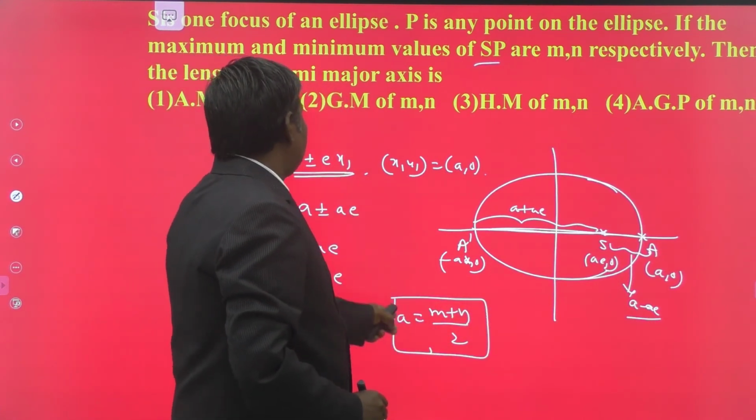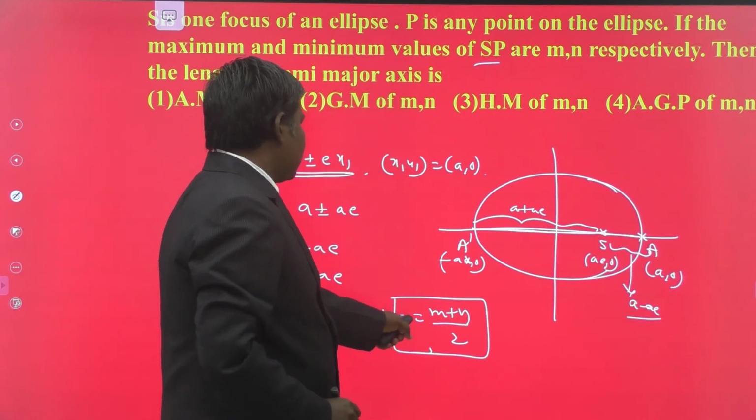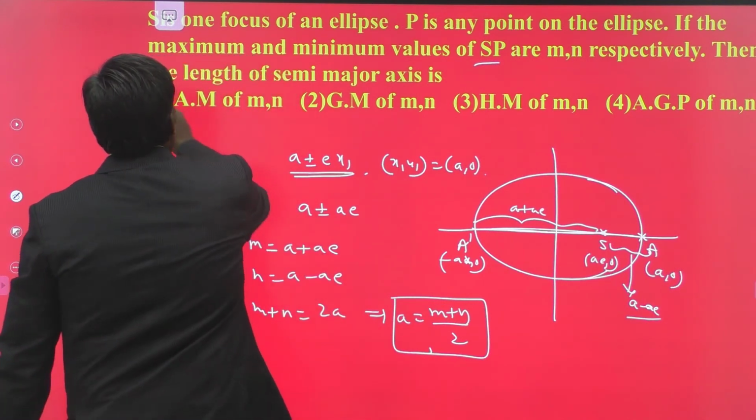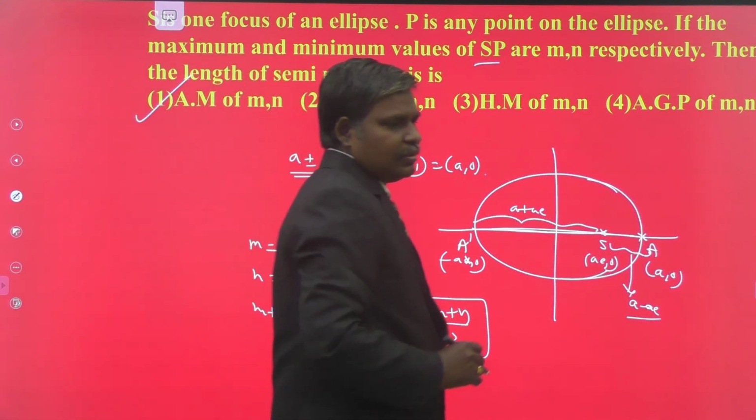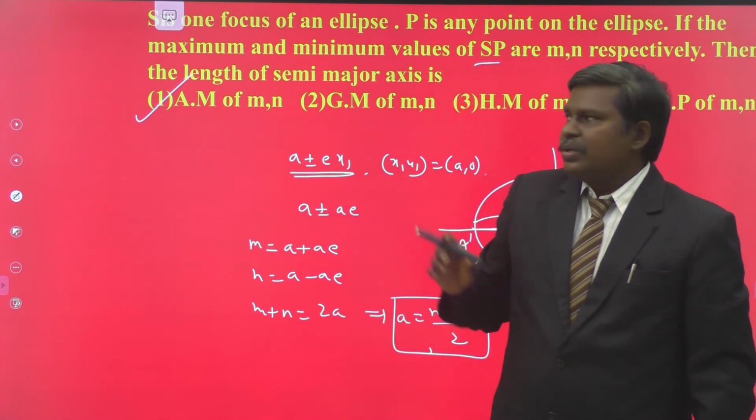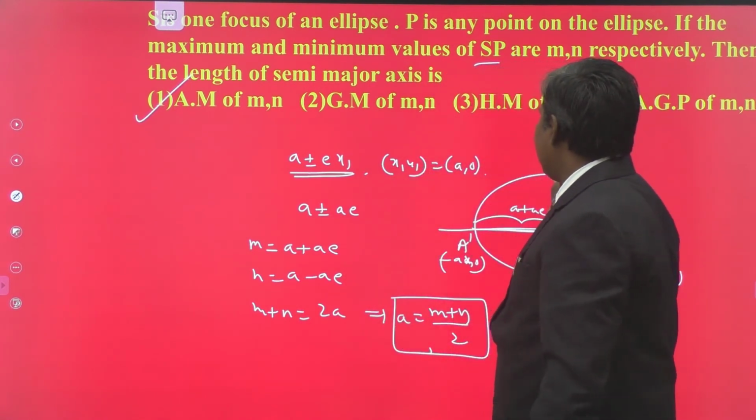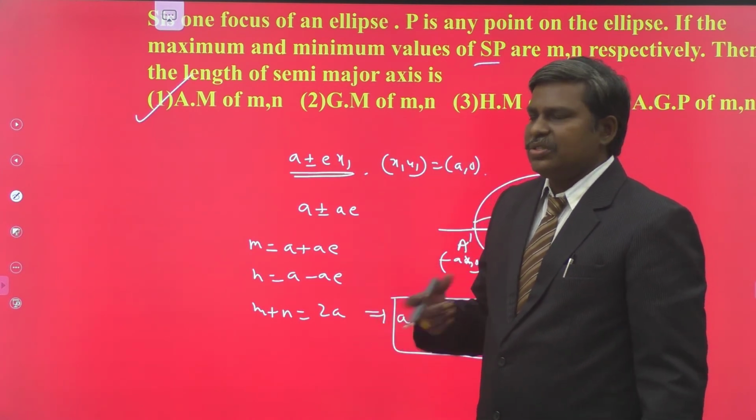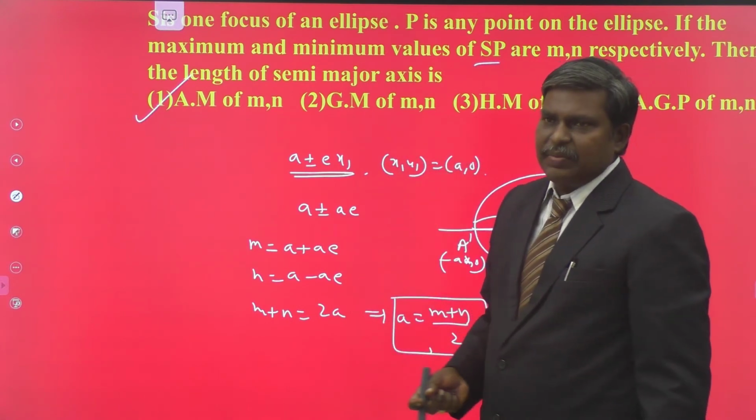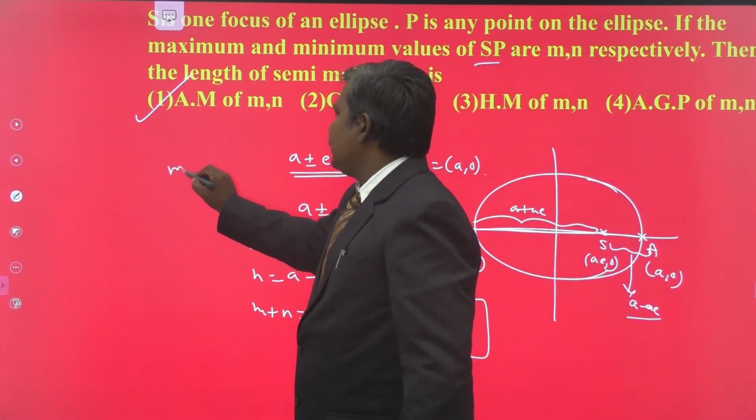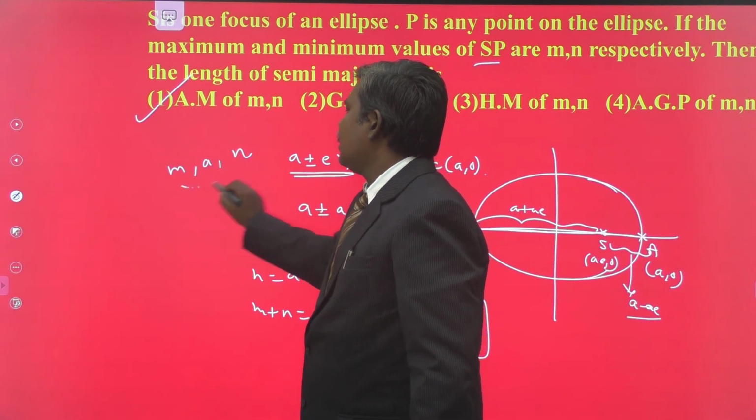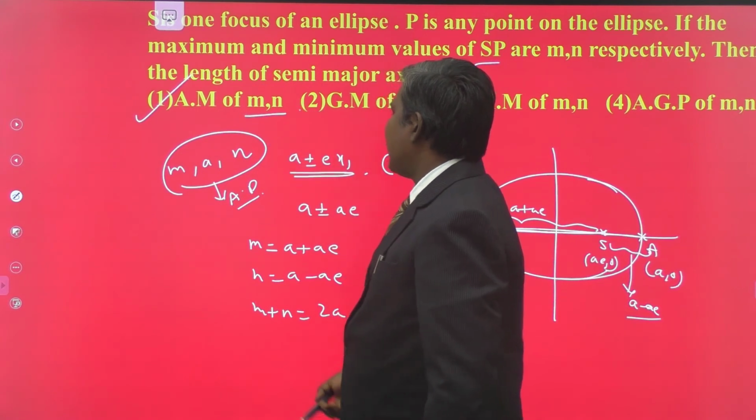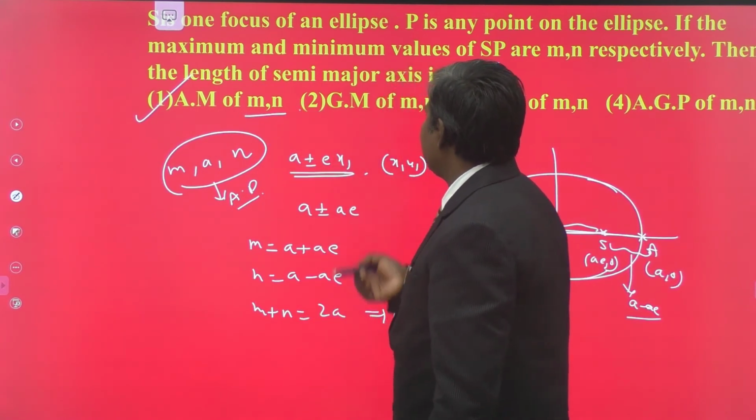What about that one? What is A? Semi-major axis. A is equal to (M plus N) by 2. Is it the arithmetic mean of M and N or not? This is clearly the arithmetic mean of M and N. So the semi-major axis and the maximum focal distance and minimum focal distance of a point on the ellipse always form an AP, arithmetic progression. So M, A, N are always in arithmetic progression. Therefore, your A value is the arithmetic mean of M and N.